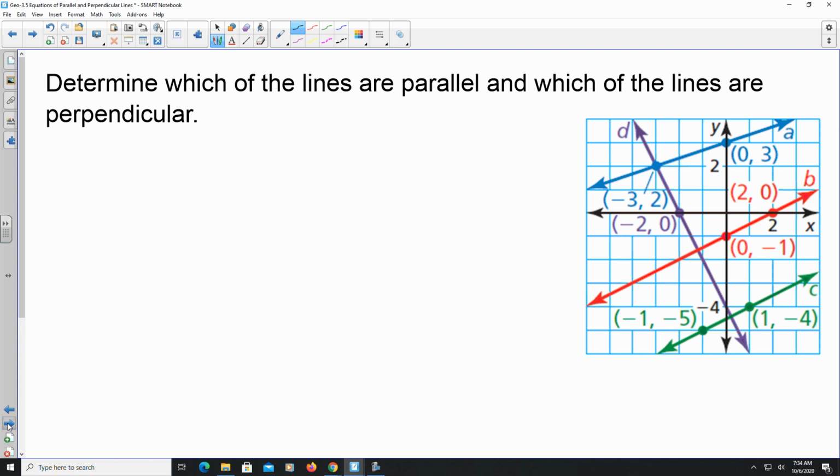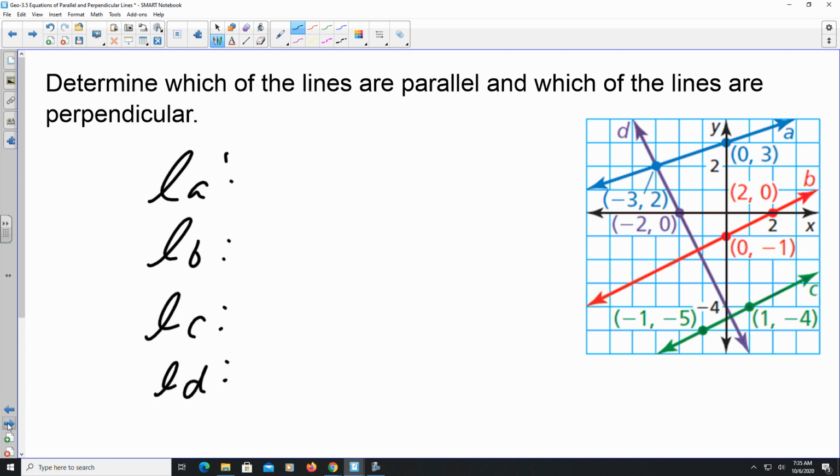So in this diagram, we have 4 lines. So we got line A, line B, line C, and line D, all right? So what they're asking us is to find the slopes of each of these lines, and then we can determine if these lines are parallel and or perpendicular. So looking at line A, looks like it goes up 1, to the right 3, 1, 2, 3. So 1/3 is the slope of line A. Looking at B, I go up 1, to the right 2, so 1/2. C, I go up 1, to the right 2, so 1/2.